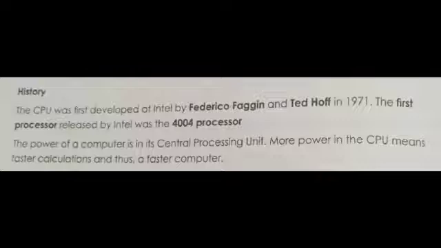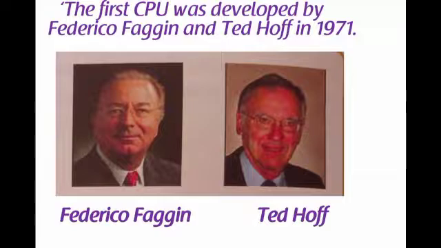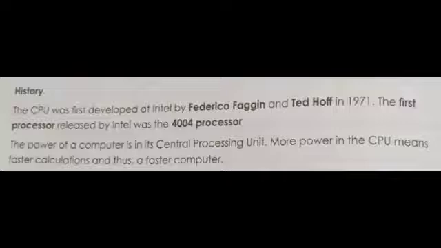History of the CPU. The CPU was first developed at Intel by Federico Faggin and Ted Hoff in 1971. The first processor released by Intel was the 4004 processor. The power of a computer is in its central processing unit. More power in the CPU means faster calculation and thus a faster computer.